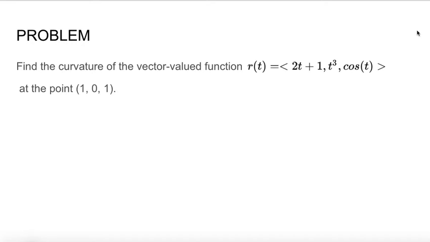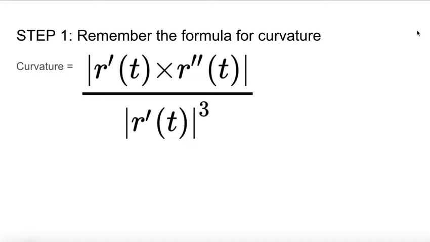The first thing you always want to do in these kinds of problems is take a bigger picture look at the problem. In other words, we need to remember the formula for curvature. We know that curvature is equal to the magnitude of r prime of t crossed with r double prime of t, all over the magnitude of r prime of t cubed.